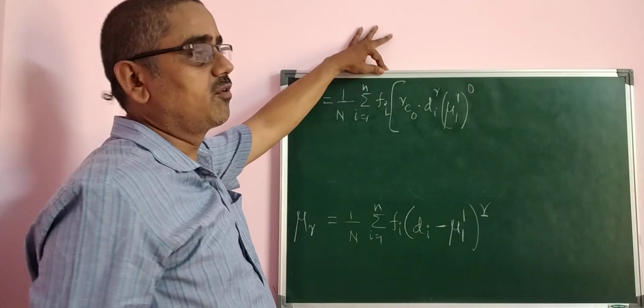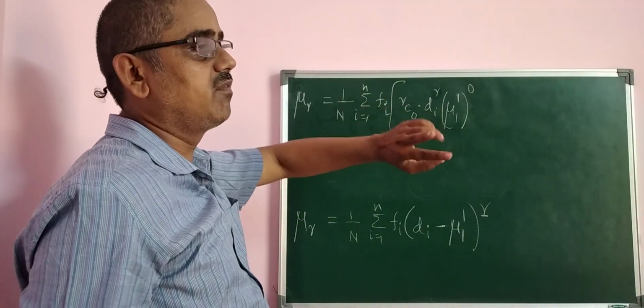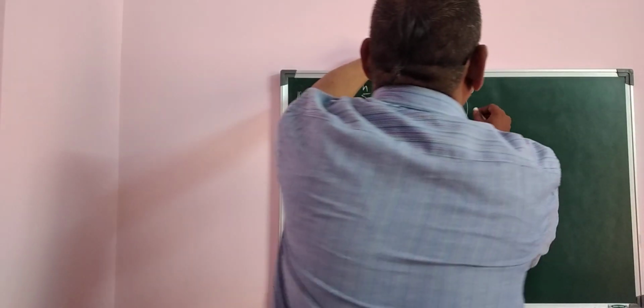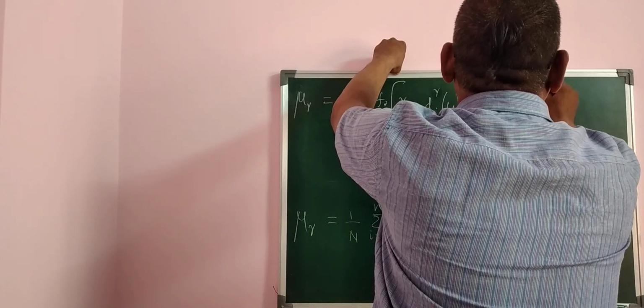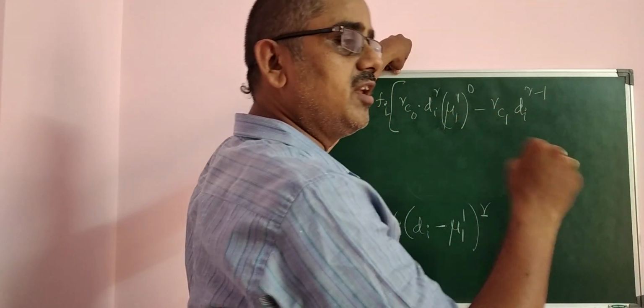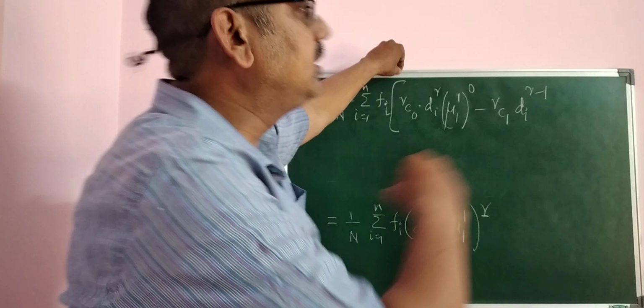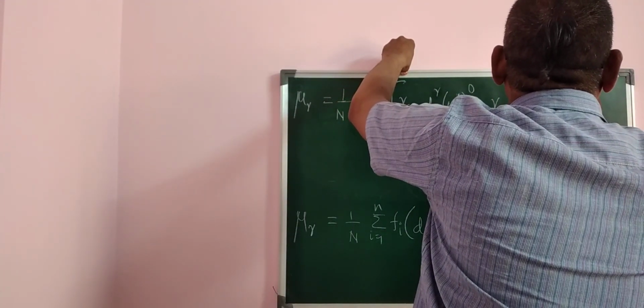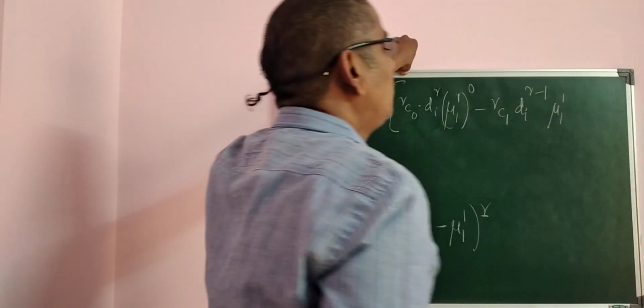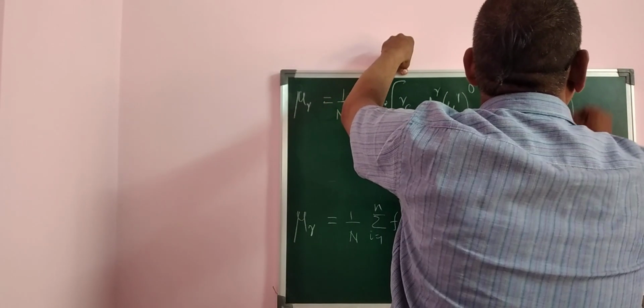Okay, μ1' whole power 0. Instead of x and y, I am considering y and x. So that is minus rC1 d_i^(r-1). I'm decreasing the powers of d_i and increasing the powers of μ1', that is x and y, μ1' whole power 1.